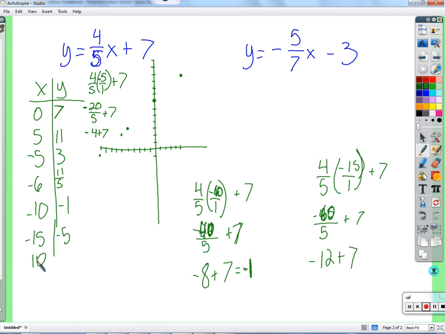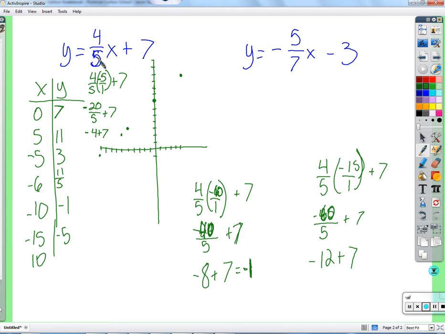We just keep going. The only reason we write this table down is so that we don't have to do the work again. We just know when we put this in, we get this out. If we need to know what we get when we put 10 in there, then that's what we're gonna do. And if we put 10 in there, that's gonna cancel with 5, right?